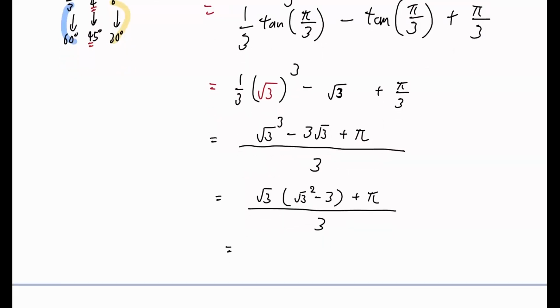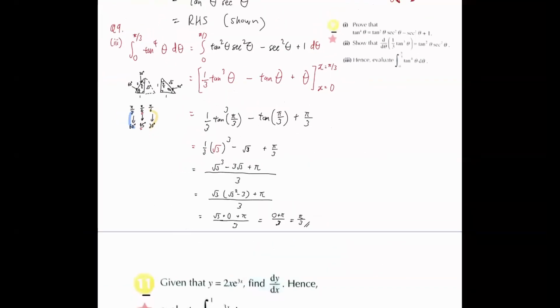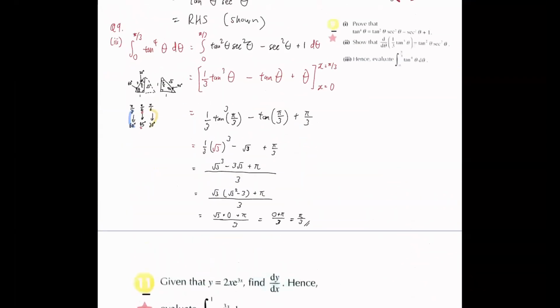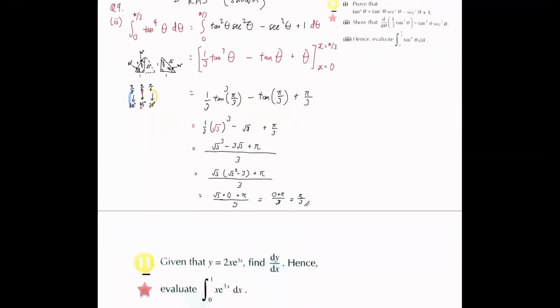Wait, what's root 3 squared? Just 3. Then what's 3 minus 3? 0. Oh, it's 0. Then that means root 3 times 0 plus pi, all over 3. So this is equal to 0 plus pi over 3, which is equal to pi over 3. Okay, good. Interesting. Moving on. Any questions? Stop me if you have. Okay, I'll just move on.